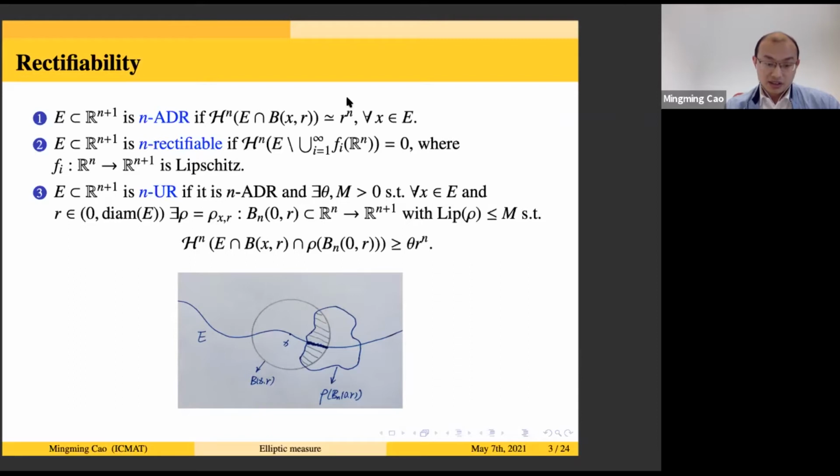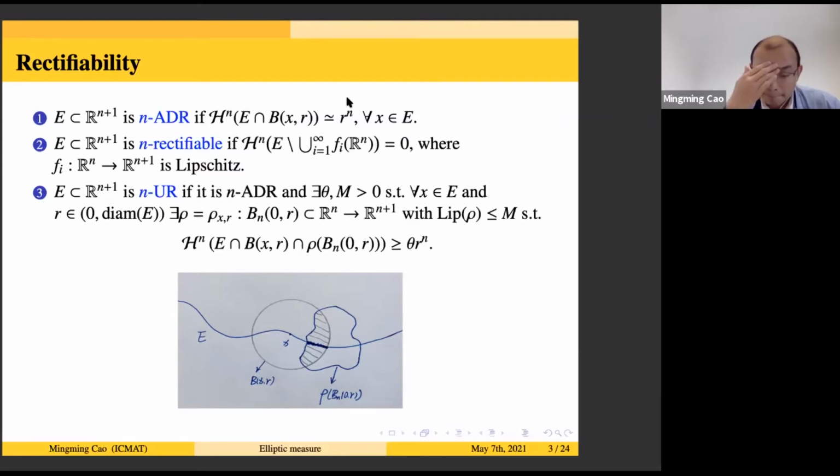Let us see another notion. E is called n-dimensional uniformly rectifiable if it's n-dimensional Ahlfors-David regular, and for each point x and for each radius, there is a Lipschitz mapping rho with the norm controlled by a constant M such that the following estimate holds. The Hausdorff measure of E intersected with the ball and intersected with the Lipschitz graph is greater than theta r to the power n. This condition says that E has big pieces of Lipschitz graphs.